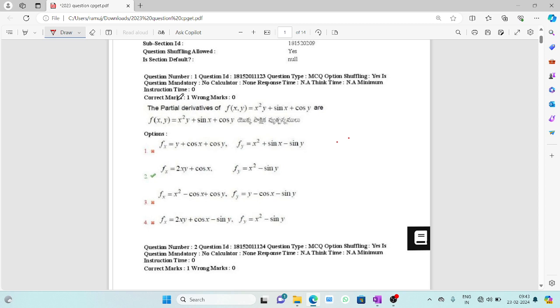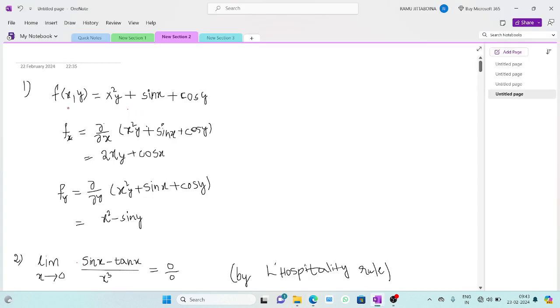So the first question is: the partial derivative of a function f(x, y) is equal to x square y plus sin x plus cos y. He is asking to find the partial derivative of the function with respect to x and with respect to y. So the given function is f(x, y) equals x square y plus sin x plus cos y. What I did is just partially differentiate the given function.